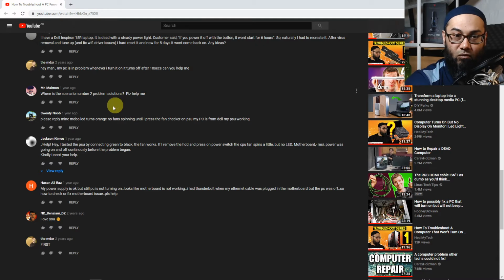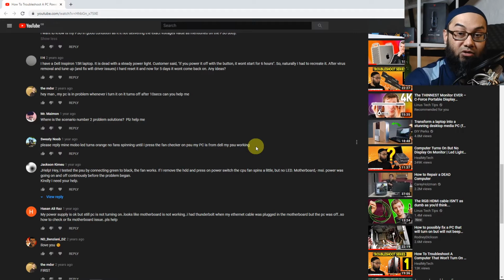Okay. Sotinu, please reply. My mobile LED turns orange, no fan spinning until I press the fan checker on my PSU. My PC is from Dell. My PSU working. So your LED turns orange, no fan spinning. Fan checker on PSU. PC is from Dell. PSU working. Right. If your PSU is working, I'm assuming you say the fan is spinning and is delivering some voltage, but you don't know whether it's delivering the correct voltage.